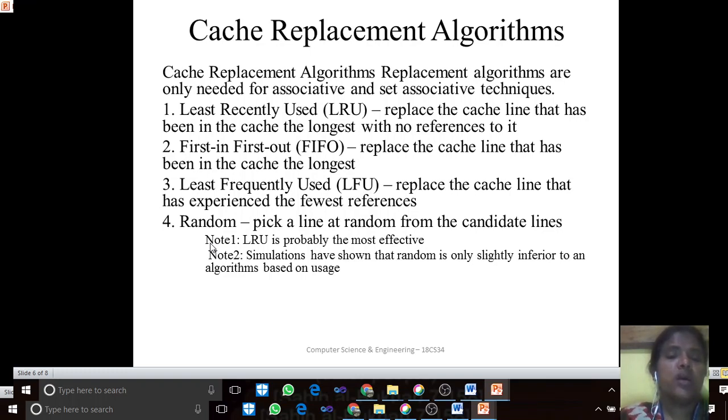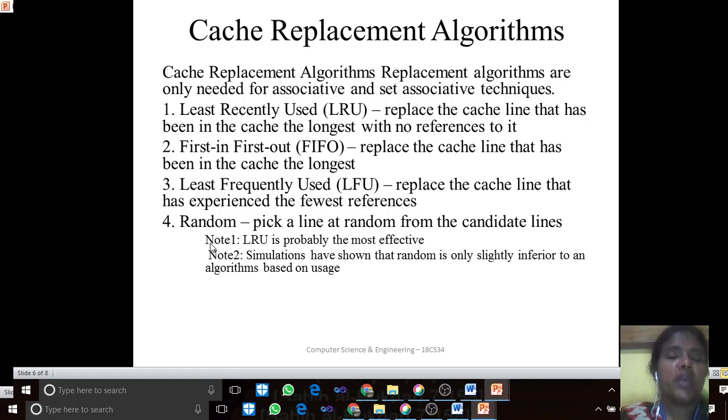Least recently used, LRU, replaces the cache line that has been in the cache the longest with no references to it. That means if that page is not being referred to by the processor, then it will be the first contender to be replaced. First in, first out replaces the cache line that has been in the cache the longest. That will be replaced. Least frequently used replaces the cache line that has experienced the fewest references. That means if that page is not referenced, then it will be replaced.